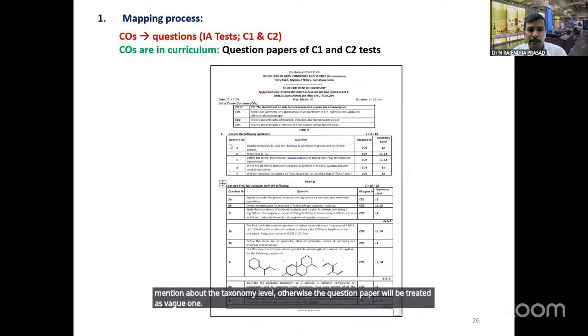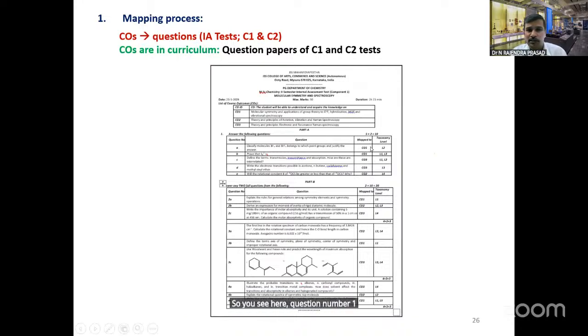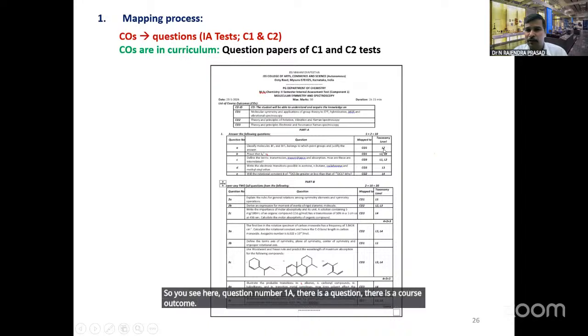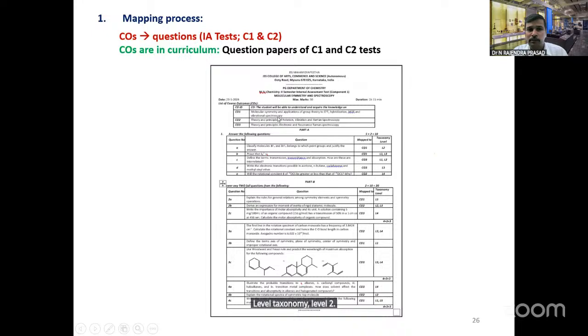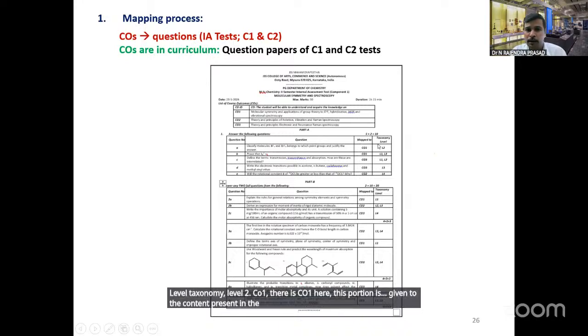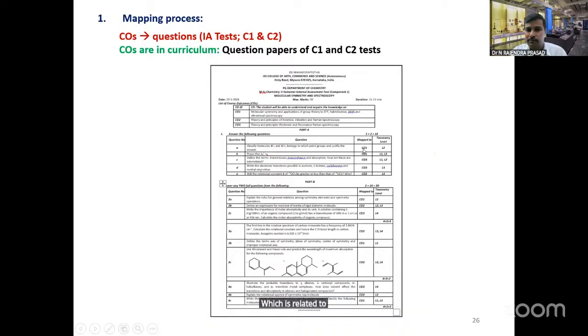So you see here, question number 1A, there is a question, there is a course outcome, CO1, and a taxonomy level 2. This question is based on the content present in the curriculum which is related to CO1.